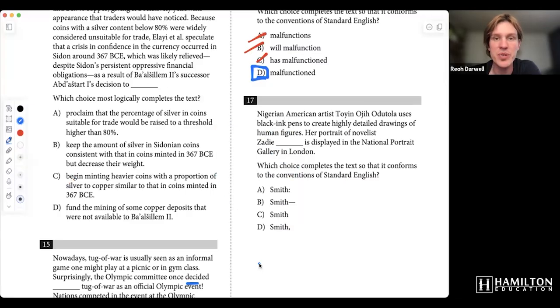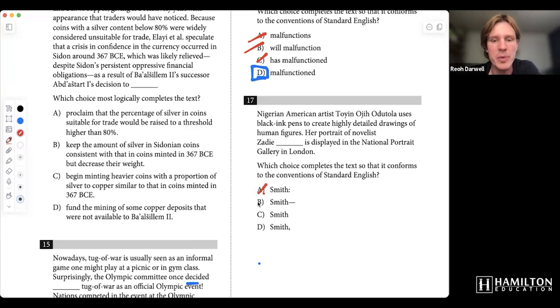All right, 17 is a pretty simple grammar question here. It's asking about punctuation. We want to remember, if we are using punctuation, it has to have a purpose, right? Commas are for lists, or to combine dependent-independent clauses, or to combine independent clauses with FANBOYS, etc., right? Every punctuation mark has a role. There is no role for any of these punctuation marks here.